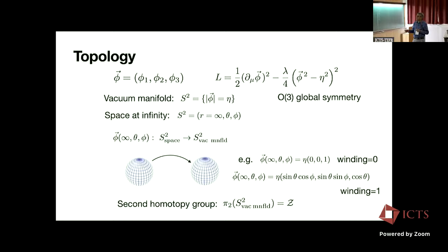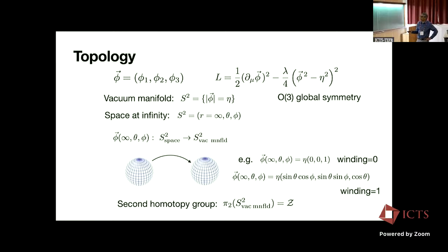And space at infinity in 3 dimensions is also a 2-sphere, right? So basically phi at r equal to infinity is a mapping from S2 of space to S2 of the vacuum manifold, which is illustrated over here. So in principle, you can have a complete wrapping of the vacuum manifold. For example, if you took phi at infinity to be just eta and everywhere pointing in the third direction, then this would have winding 0.